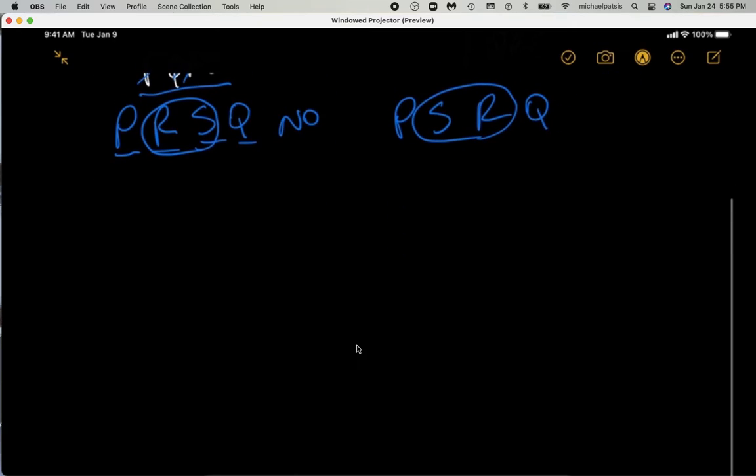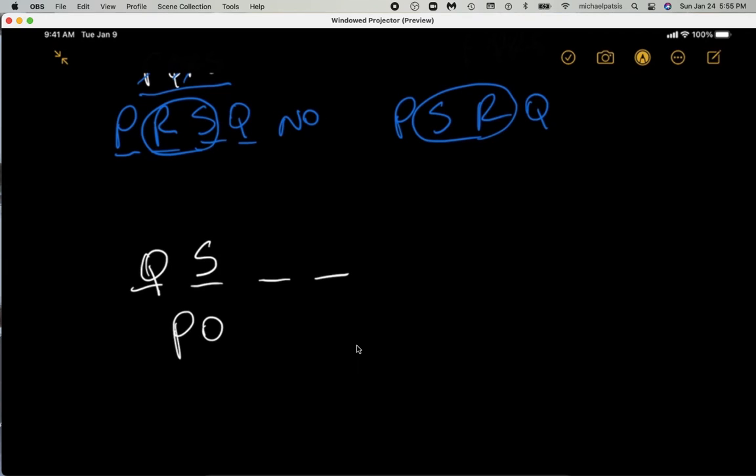Okay, now we're going to try Q first. If Q goes first, then the only possible letter that can come second is S. All right, always write this down, P, Q, R, S. Okay, so if we have Q in our first letter, there's no way we can have R and there's no way we can have P. So the only possibility is to have an S after the Q.